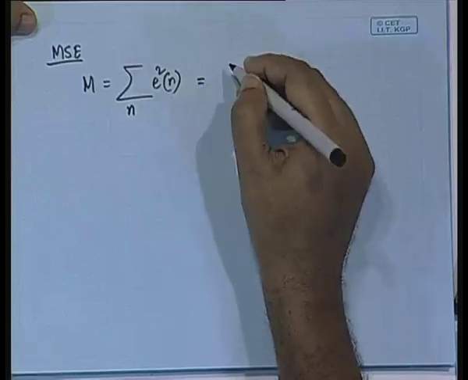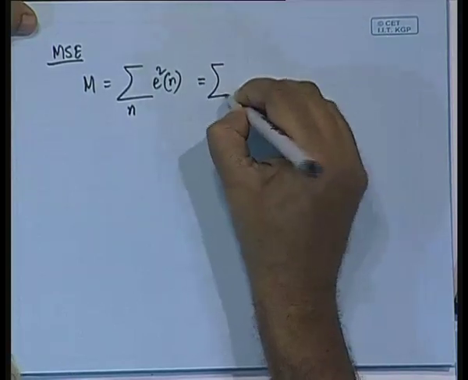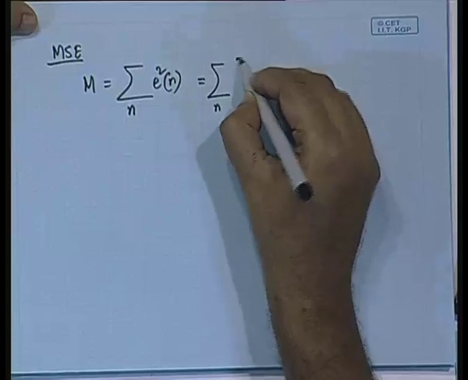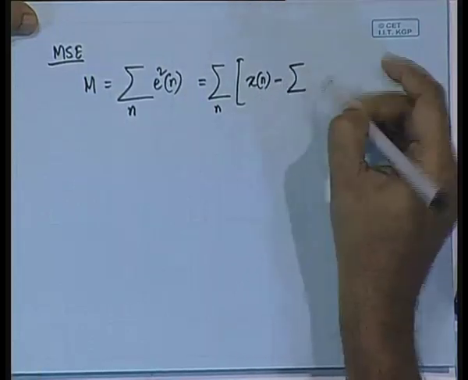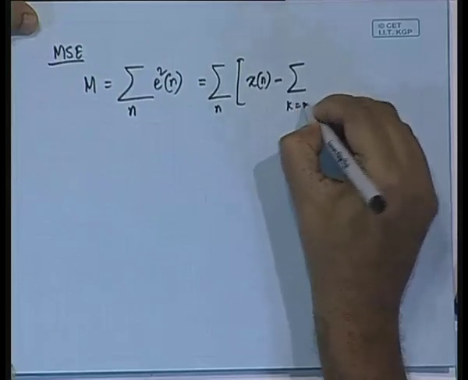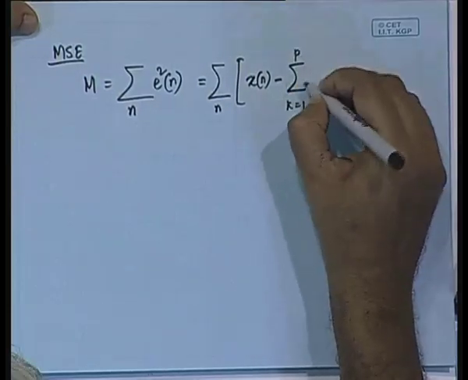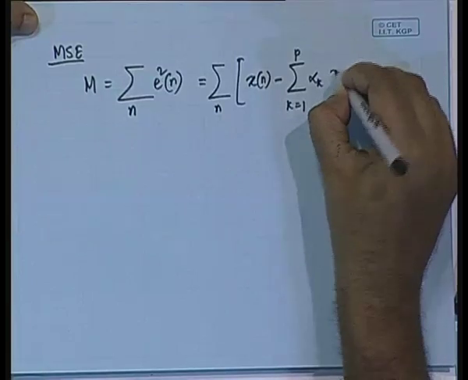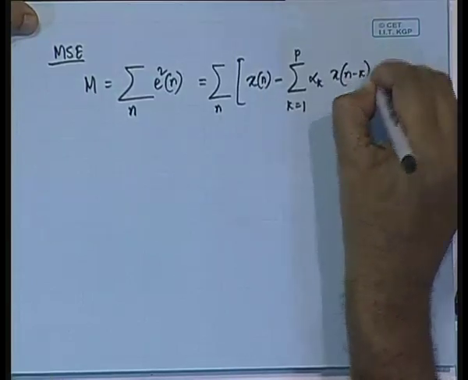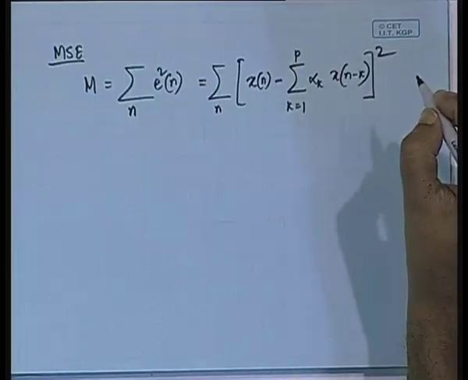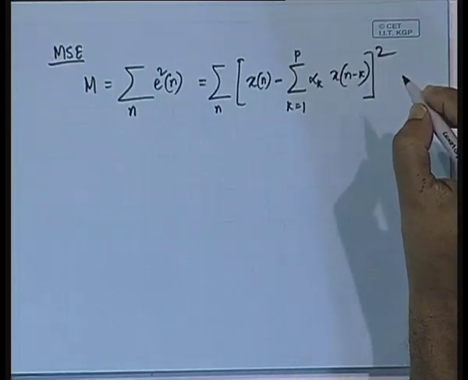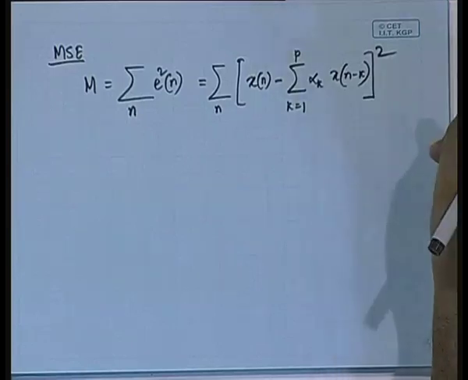Now, what is this summation e square n? That is going to be the summation over n of x of n minus summation k is equal to 1 to p of alpha k x of n minus k, this term squared. This is what we have as the mean square error, right.